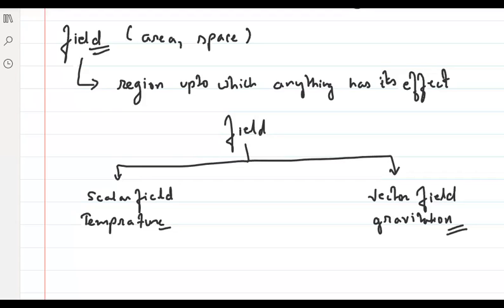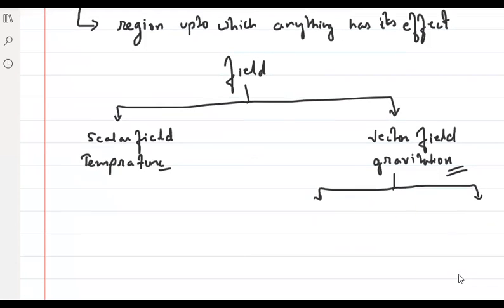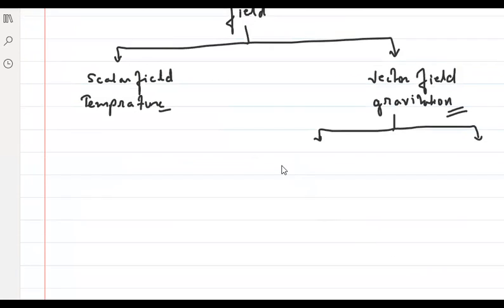Now this vector field is itself of two types. What are those? I hope all of you have already heard: conservative and non-conservative. I guess all of you have heard of conservative forces and non-conservative forces, right?